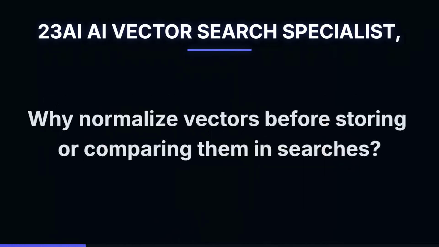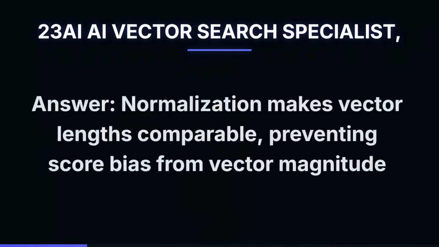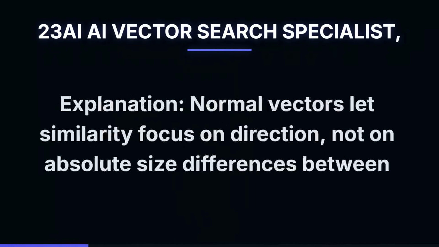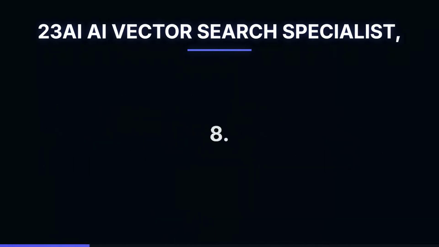7. Why normalize vectors before storing or comparing them in searches? Normalization makes vector lengths comparable, preventing score bias from vector magnitude differences. Normalized vectors let similarity focus on direction, not on absolute size differences between items.